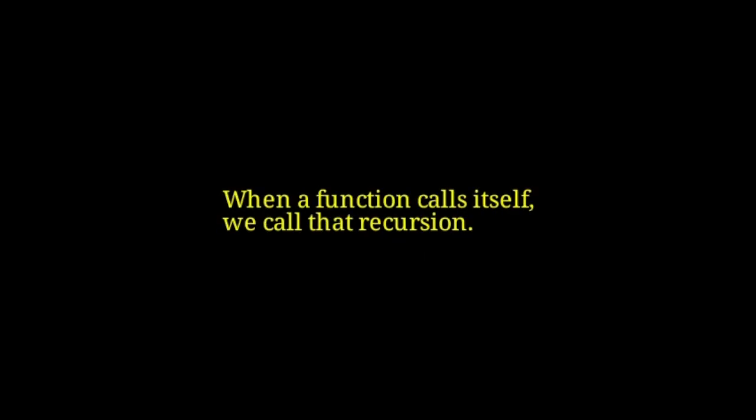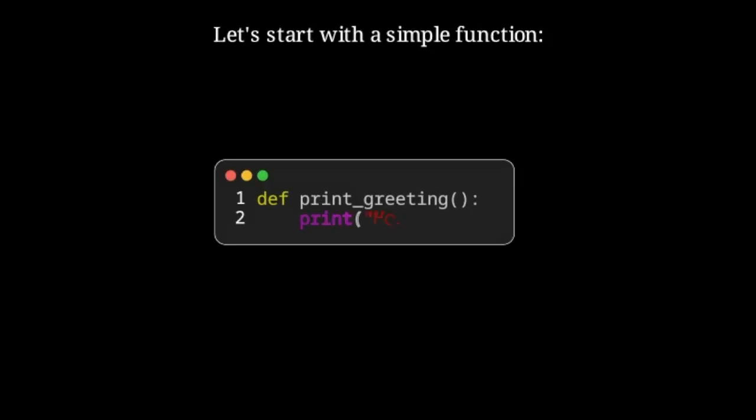When a function calls itself, we call that recursion. It is as simple as that. Let us create an example to make it clearer. Let's say we have a function that outputs a greeting on the screen.